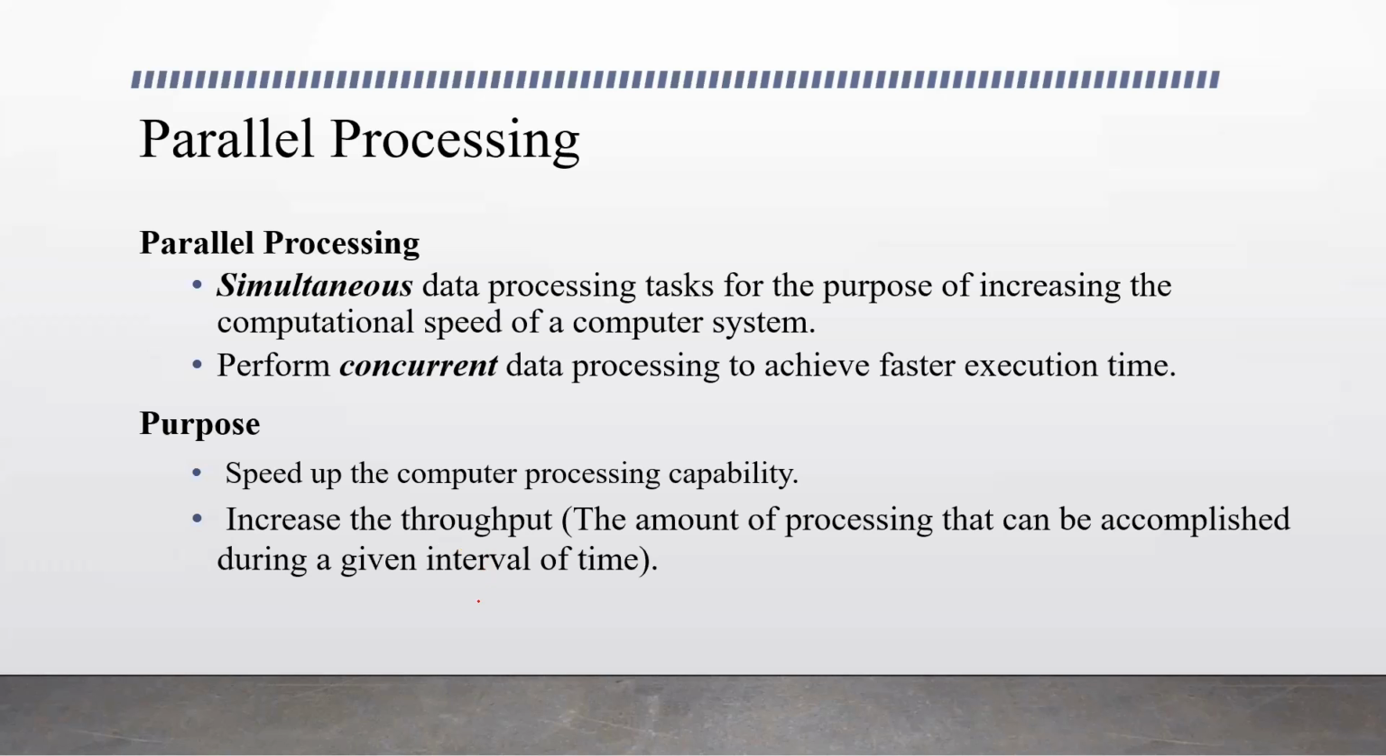When the computer is designed by the computer designers, the main goal is to make the computer process more. So the amount of processing that can be accomplished during a given interval of time, that is throughput. To increase the throughput, we can go for parallel processing. Parallel processing is needed to speed up the computer processing capability, and that increases the throughput. When the speed is increased, the computer can perform many processes in a little time.